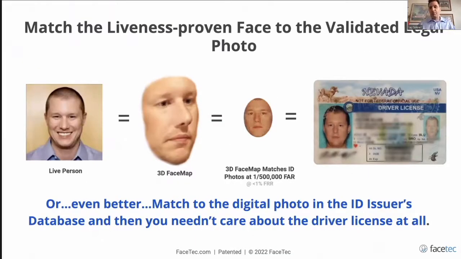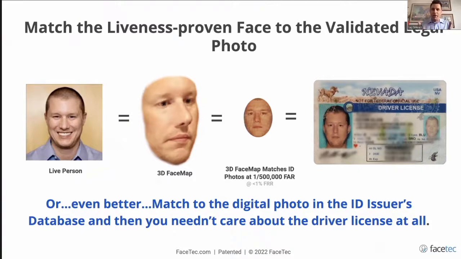So what do we have to do? We have to match the liveness proven face to the validated legal photo. Now, a lot of companies and a lot of people are going to say, well, we already do that. We do face matching to selfie, right? Well, how do you know it's not a fake ID that you're matching the face to? How do you know your face verification system actually works very well? Not so sure.